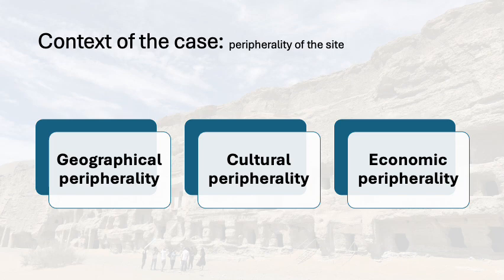The second aspect is the cultural peripherality of the site, as the site is located at the cultural crossroads between China's majority Han culture and the western region of China. Historically, it is the borderland to the vast Mid-Asian and Eurasian cultures along the Silk Road. The third is the site's economic peripherality, as the northwestern region in China has long been one of the economically poorest regions.